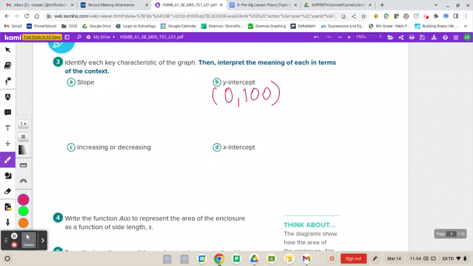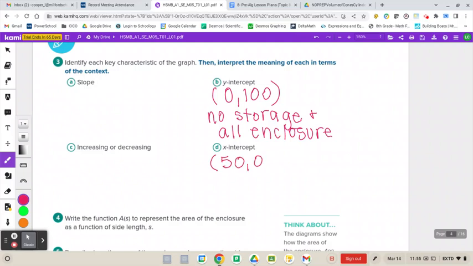And that meant no storage and all enclosure. So it would just be an enclosure. The x-intercept was 50, 0. What did that mean? Each side of storage is 50. All storage, no enclosure.